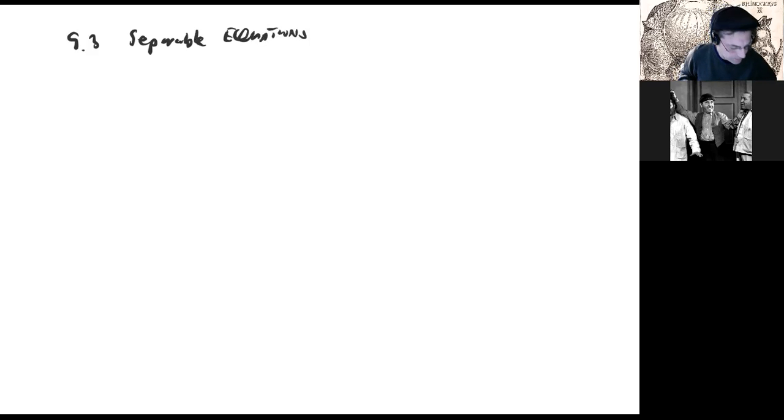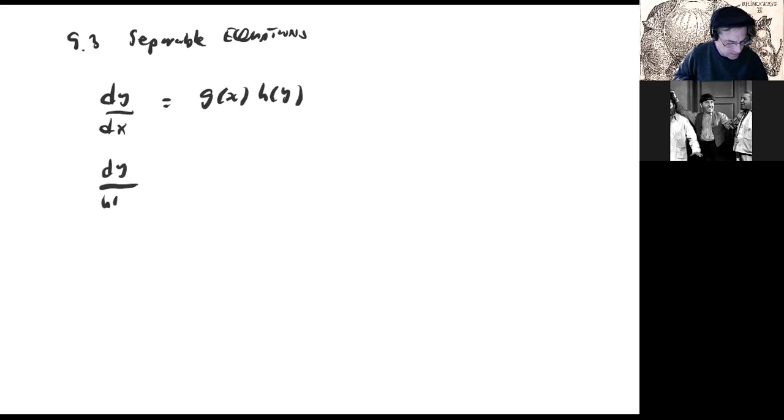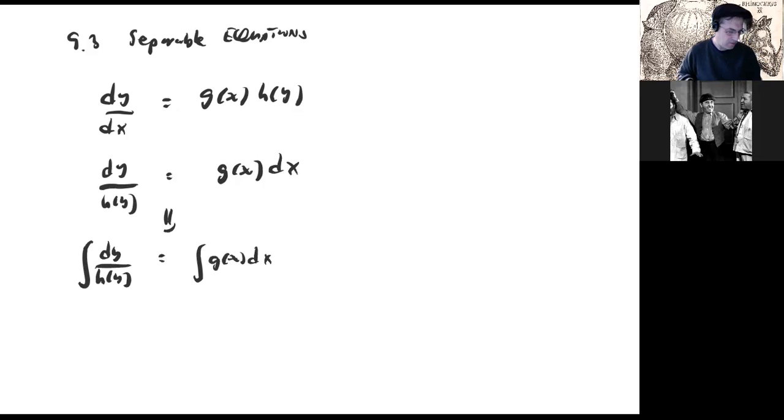So the idea of a separable equation, and we've only been dealing with them so far, is that it's an equation with a derivative that you can write in the form g of x times h of y, where g and h are functions. So how do you solve this? What you do is you separate the variables, meaning we get everything involving y on one side and everything involving x on the other side. And now you integrate both sides. And if you're lucky, you can integrate these functions. But once you integrate them, you have the solution, at least in implicit form.